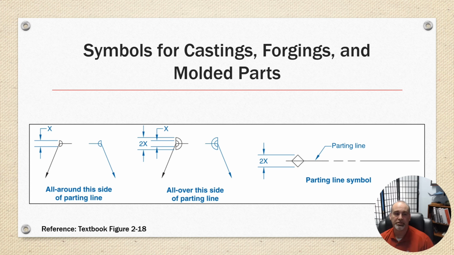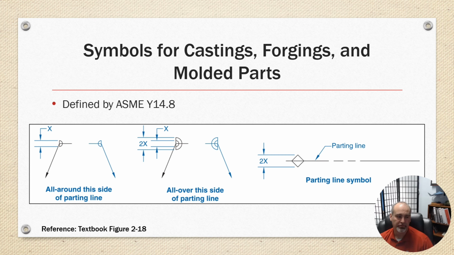Okay, there's also symbols you'll see on drawings for castings, forgings, and molded parts, and they are specific to those types of parts in those industries. They are defined by a different standard, ASME Y14.8. So if you want more specifics about that, you'd have to look up that standard book. But here's some symbols you might see. There's a thing called a parting line. It's where the mold separates, and the resulting part typically has a little seam you can see. That's called the parting line.